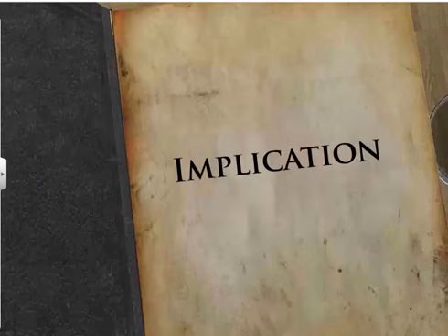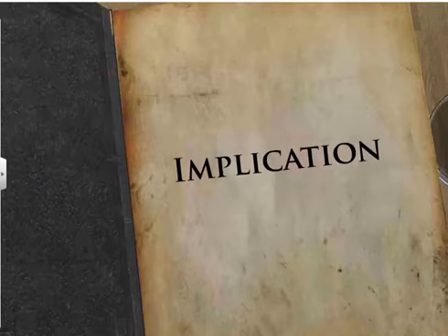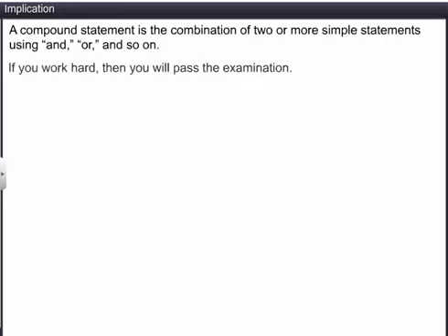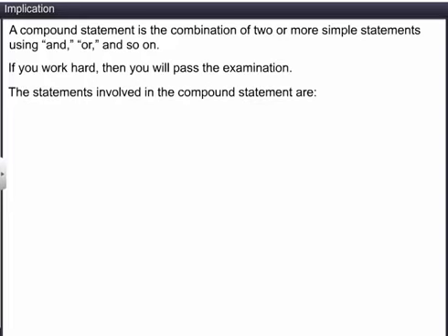In this module, you will learn to determine the truth value of implication or conditional statements. We know that a compound statement is the combination of two or more simple statements using and, or, and so on. Let's consider another type of compound statement. If you work hard, then you will pass the examination. This statement involves two statements: you work hard, you will pass the examination.